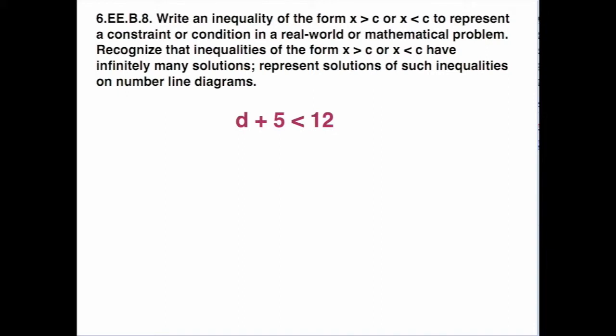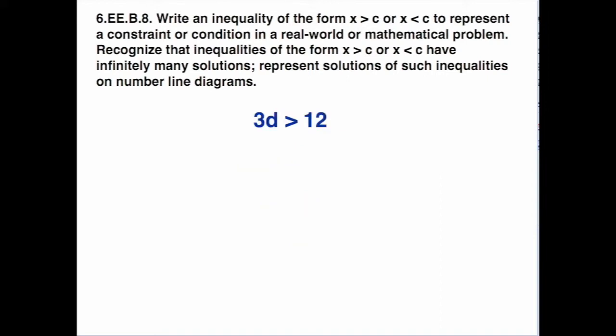Let's say we have d plus 5 is less than 12. Now the process here is very similar to what you would do for an equation. We want to isolate the variable, so we need to subtract 5 from both sides. So we would have d plus 0 is less than 7, or just d is less than 7. And then the number line diagram would look like this. We know that it does not include the 7, and it's all the numbers to the left of 7 because it's all the ones that are less than that number, 7.